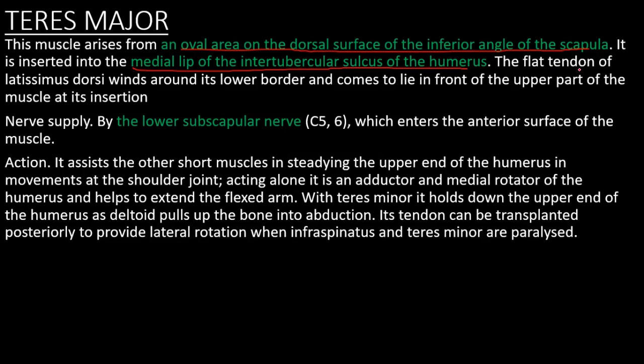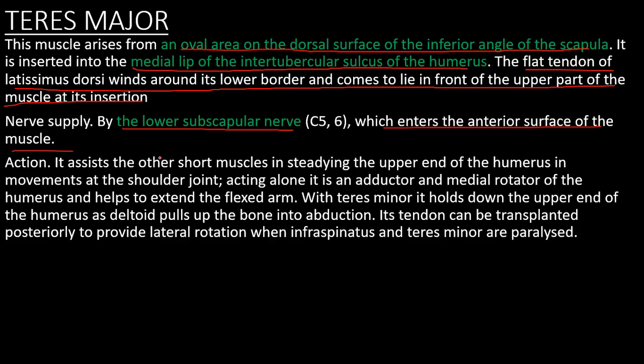Now, the flat tendon of the latissimus dorsi usually winds around its lower border and comes to lie in front of the upper part of the muscle at the insertion. Remember, as it winds around the lower border of teres major, it usually forms the posterior axillary fold. Teres major is supplied by the lower subscapular nerve from the posterior cord of the brachial plexus, and the nerve enters the anterior surface of the muscle.